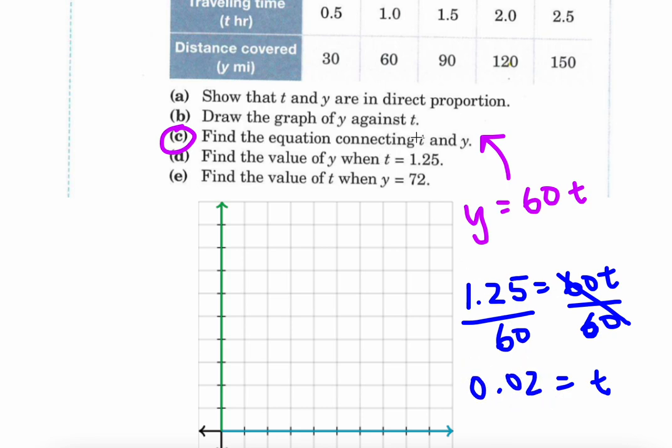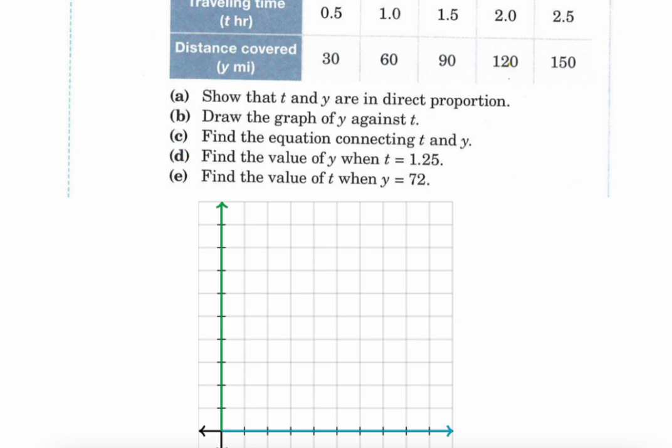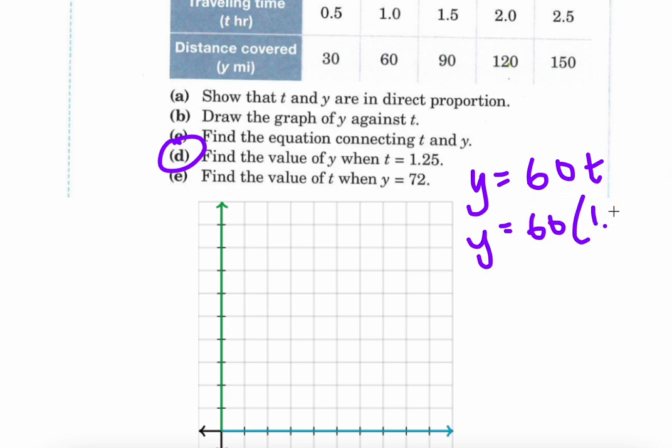So when you've traveled 1.25 hours, you will have covered... t is 1.25. Oh, find the value of y when t equals 1.25. Whoops, did that wrong. I needed to use y equals 60t. I need to put t equals 1.25. Good thing I checked to make sure my answer made sense.